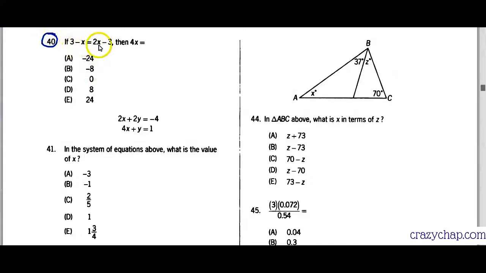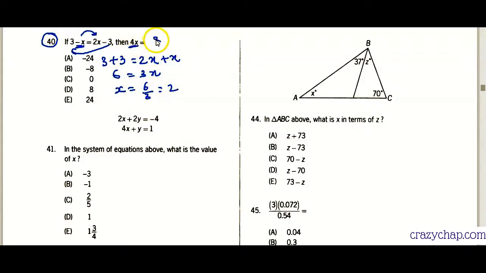3 minus x equal to 2x minus 3. We have to find 4x. Very easy. We'll just solve the equation. So we'll bring minus x this side and we'll bring minus 3 this side. So we get 3 plus 3 equal to 2x plus x. So we get 6 equal to 3x. So x equal to 6 over 3, which is 2. So x value is 2. So 4 times x is 8. Option D is the correct answer.